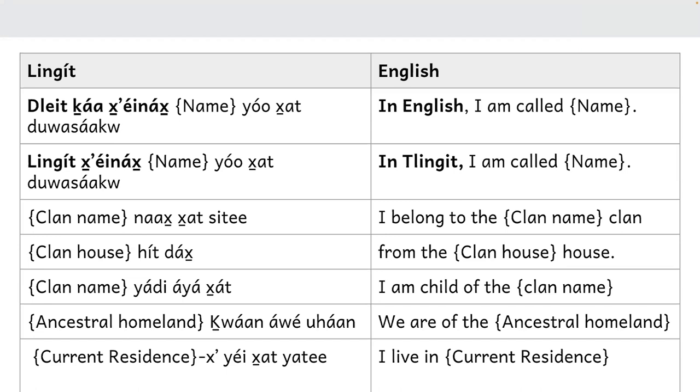In English, I am called Star. In Tlingit, I am called Morning Star or Tutsat Kutseanaha. My mother is English. I am a child of the Daklawadi clan from the Tagish area and the Killer Whale House. I live in Sherwood Park.